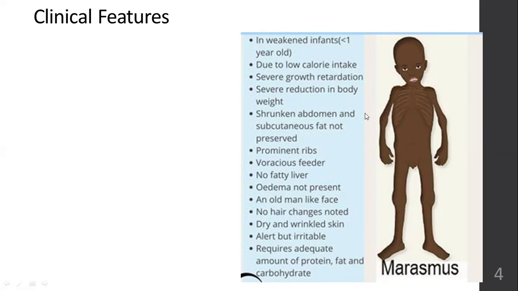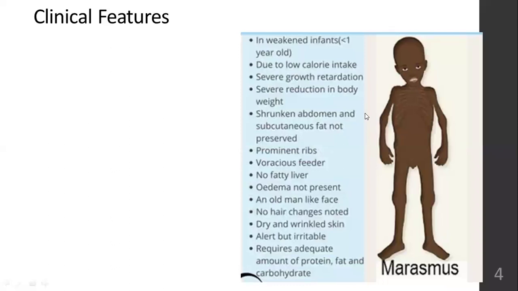Even if you admit the child, the child is so irritable that it will keep on crying, making sounds, noises. We have seen in pediatric cases that marasmus children don't even allow doctors or nurses near them. When the medication has to be given, or if the child has to be put on IV fluid and all, they are very irritable. They start hitting the doctors and nurses as well. Those cases also have been seen. So the child is very irritable.